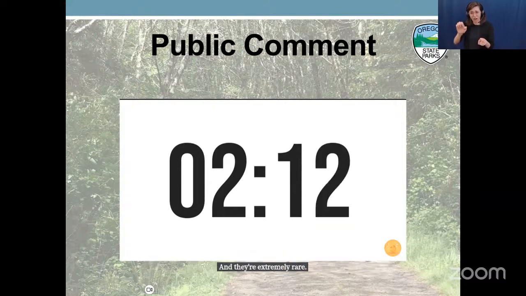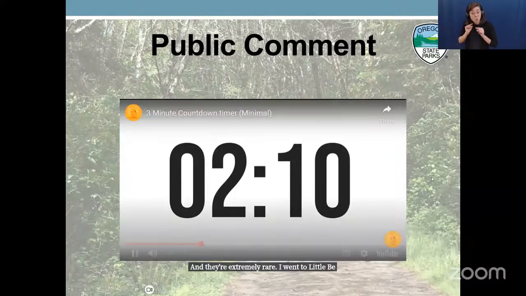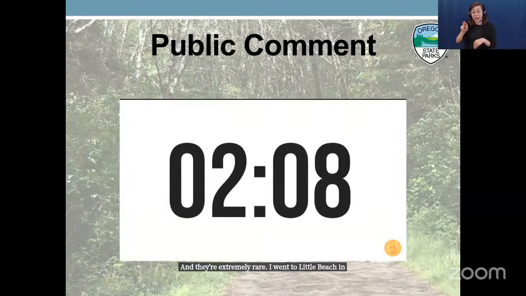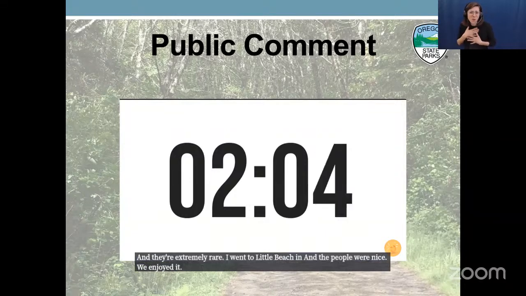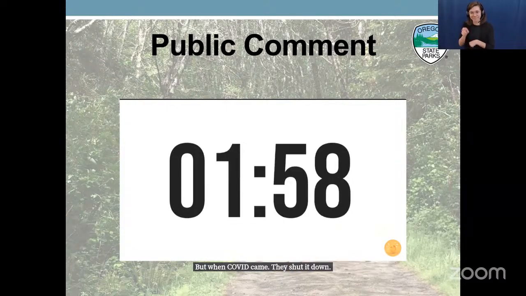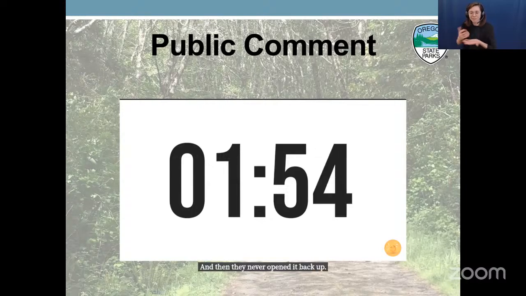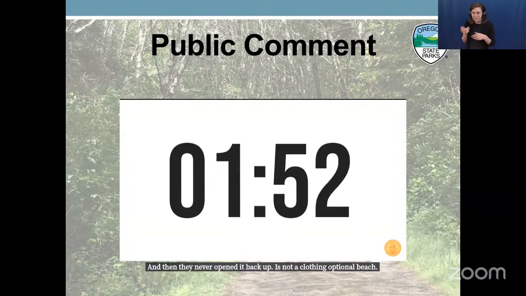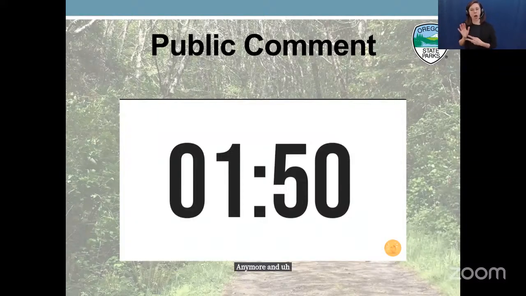I went to Little Beach in Maui, and the people were nice. We enjoyed it. It was beautiful. But when COVID came, they shut it down, and then they never opened it back up. It is not a clothing optional beach anymore. And there are other beaches that we've lost.